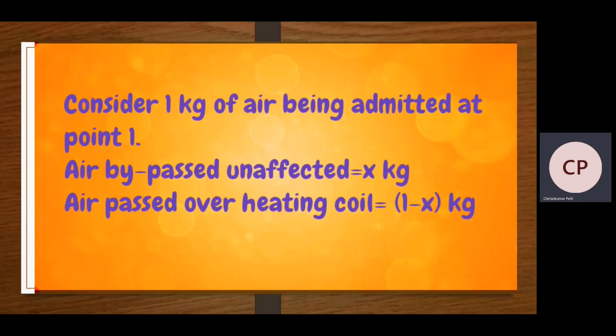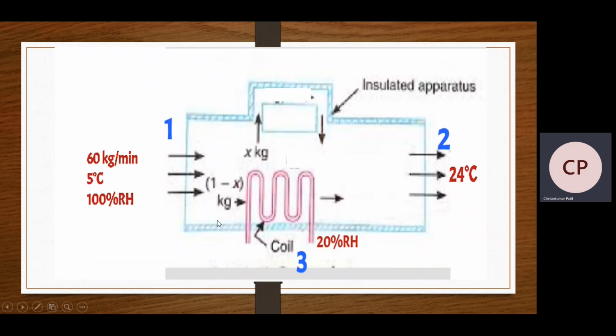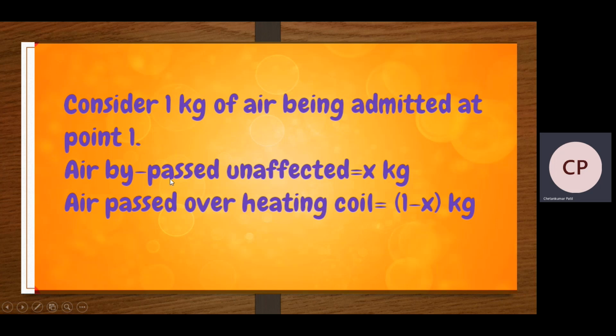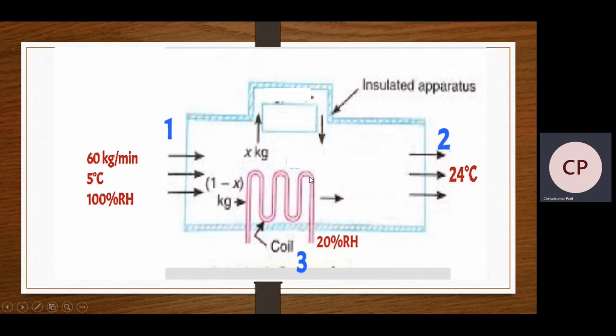Now we will consider 1 kilogram of air being admitted at point 1. If we observe the diagram here, at the entrance we will consider 1 kilogram of air admitted in this coil, and it is getting split into two parts. The air bypassed unaffected will be x kilogram. So from this path air is getting bypassed, and that will be equal to x kilogram. So x kilogram of air is getting bypassed out of 1 kilogram.